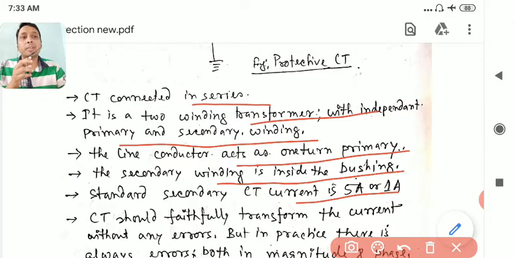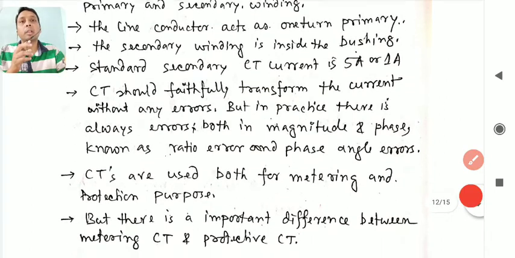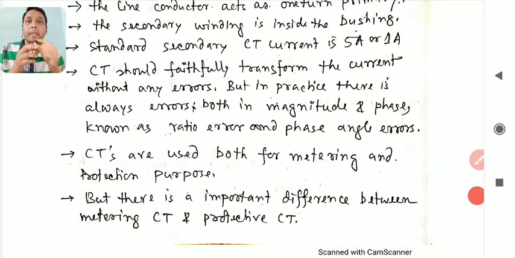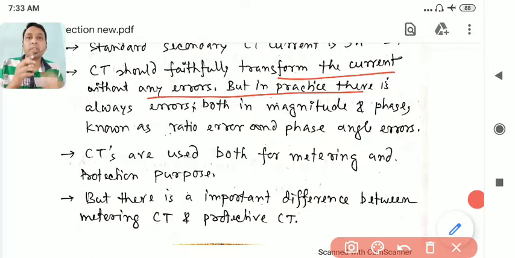Now what is desirable? What do we want from a CT? What is the characteristic of CT that we desire? We desire that the CT should faithfully transform the current ratio without any error. That means if I am saying it is 100:5, and the conductor is carrying 100 ampere, the CT should show me 5 ampere. There should not be any error. That is known as faithful representation of that 100 ampere. The 100 ampere is faithfully represented by the desirable secondary current, what we have decided, that is 5 ampere.